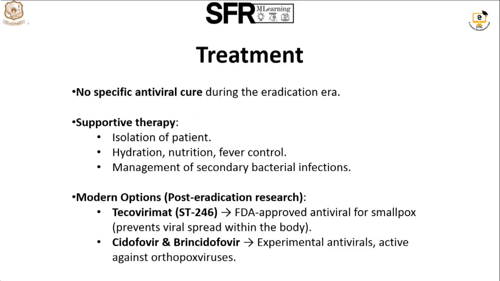Coming to the treatment, there is no specific treatment in the early days, and supportive therapy includes isolation of patients, hydration, nutrition, fever control and management of secondary bacterial infections. In modern options, it can be treated with tecovirimat, cidofovir and brincidofovir. Tecovirimat, or ST-246, is an FDA-approved antiviral for smallpox. It can prevent the viral spread within the body. Cidofovir and brincidofovir are experimental antivirals which are active against orthopoxviruses.